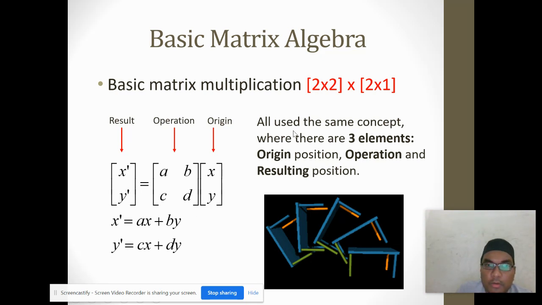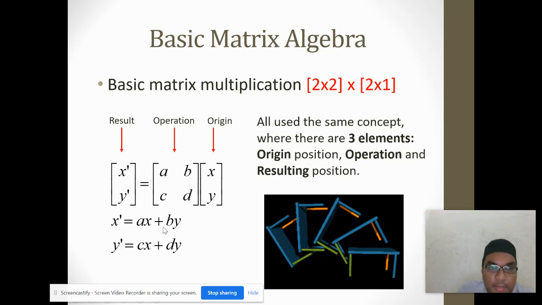So they all use the same concept where there are 3 elements: the original position, the xy coordinate that's given; the operation, whether it is a translation, scaling, rotation or shearing; and finally the resulting position, the x dash and y dash. If it involves 3D, you have x, y and z directions.